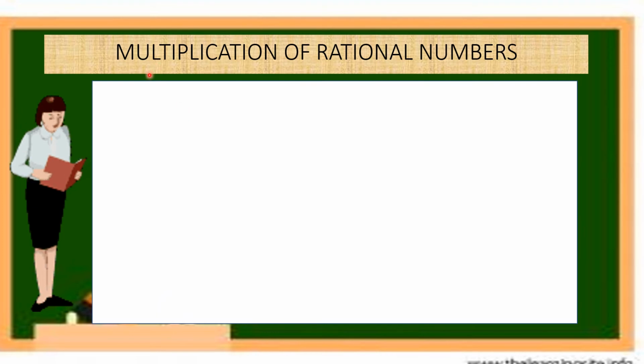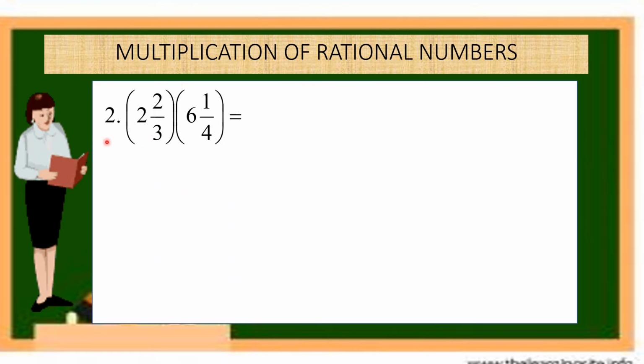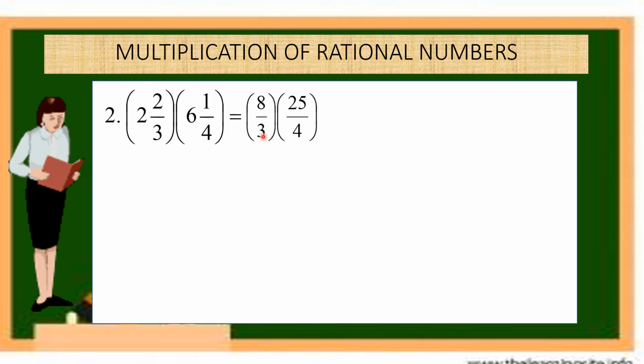So we are in multiplication of rational numbers. We need to multiply 2 and 2/3 times 6 and 1/4. First, we need to represent the given as an improper fraction. 3 times 2 is 6, 6 plus 2 is 8. We have 8 over 3. And 6 times 4 is 24, plus 1 is 25, so 25 over 4. We have 8 over 3 times 25 over 4.